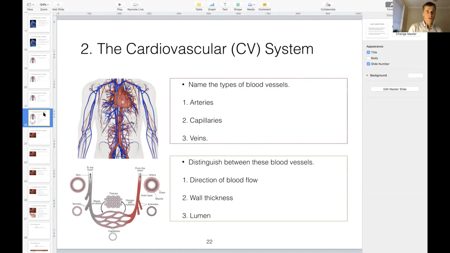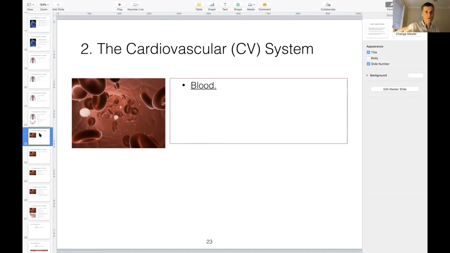And the lumen obviously is related to that as well. That's the third distinguishing factor. The lumen is the space filled by the blood itself, the central portion of the vessel through which the blood travels. So they're the three distinguishing features. And then we've got blood as well.